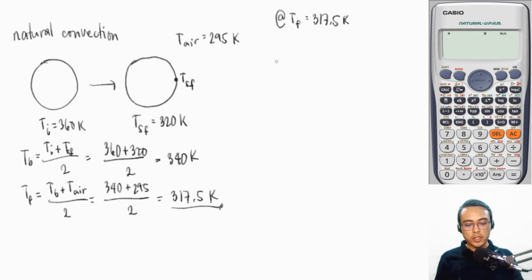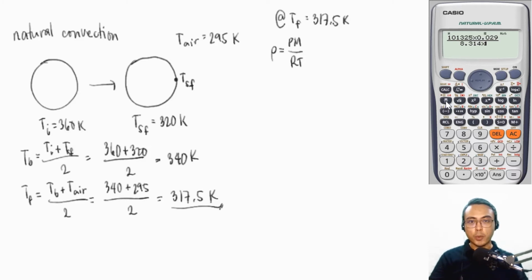The density of the air in this case will be assumed to be the density of an ideal gas, and that is PM over RT. We are assuming that our air is at atmospheric pressure. So our pressure is 101,325 pascals times the molecular weight of air, 0.029 kilograms per mole. R is 8.314 joules per mole per Kelvin, and the film temperature is 317.5 Kelvin. Our density is 1.11 kilograms per cubic meter.